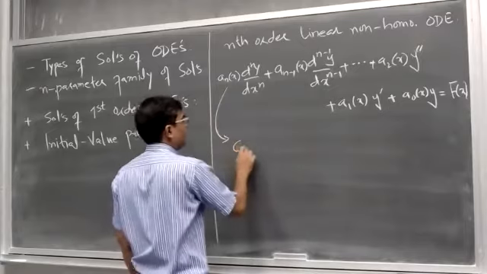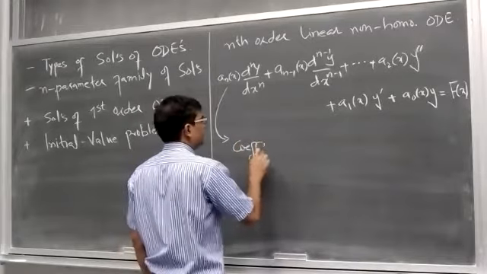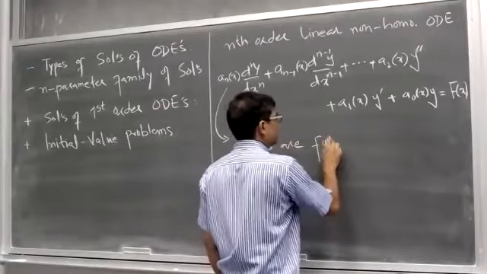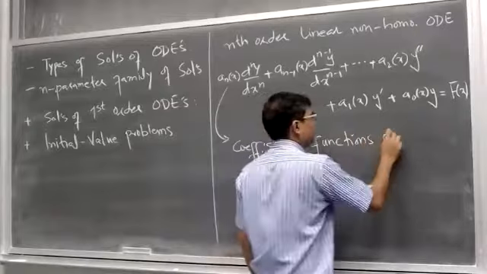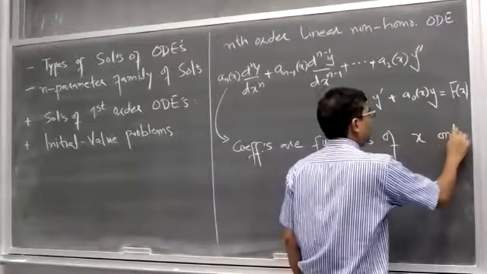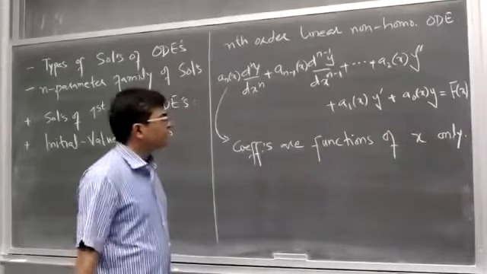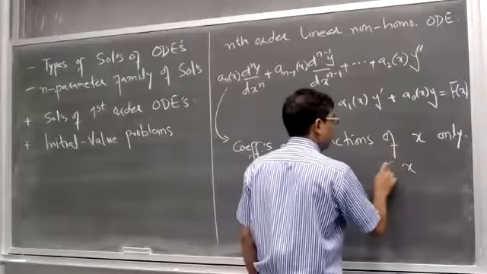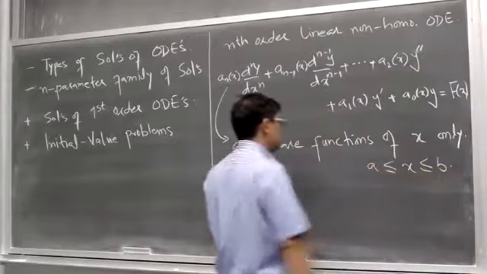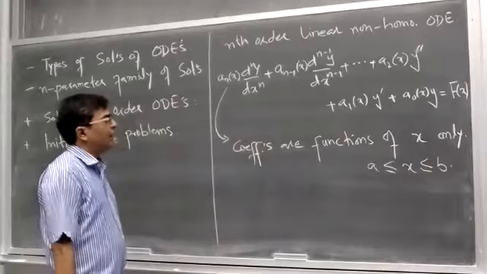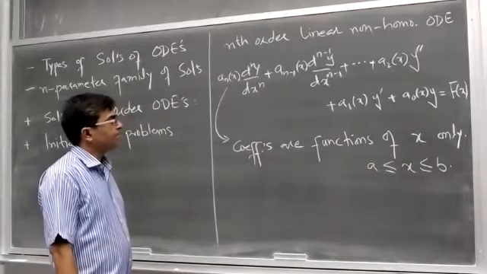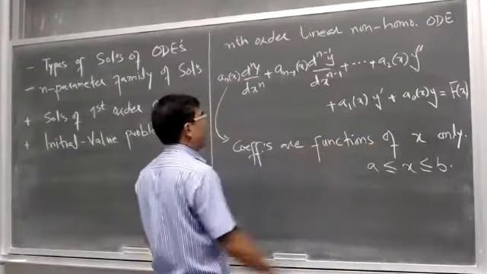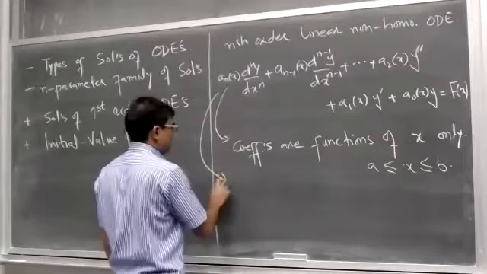Where these coefficients are functions of x only, where x is the independent variable and x may vary between a to b. Okay, x belongs to some interval which is a subset of real numbers. Coefficients are functions of x only. These coefficients could be constants as well.